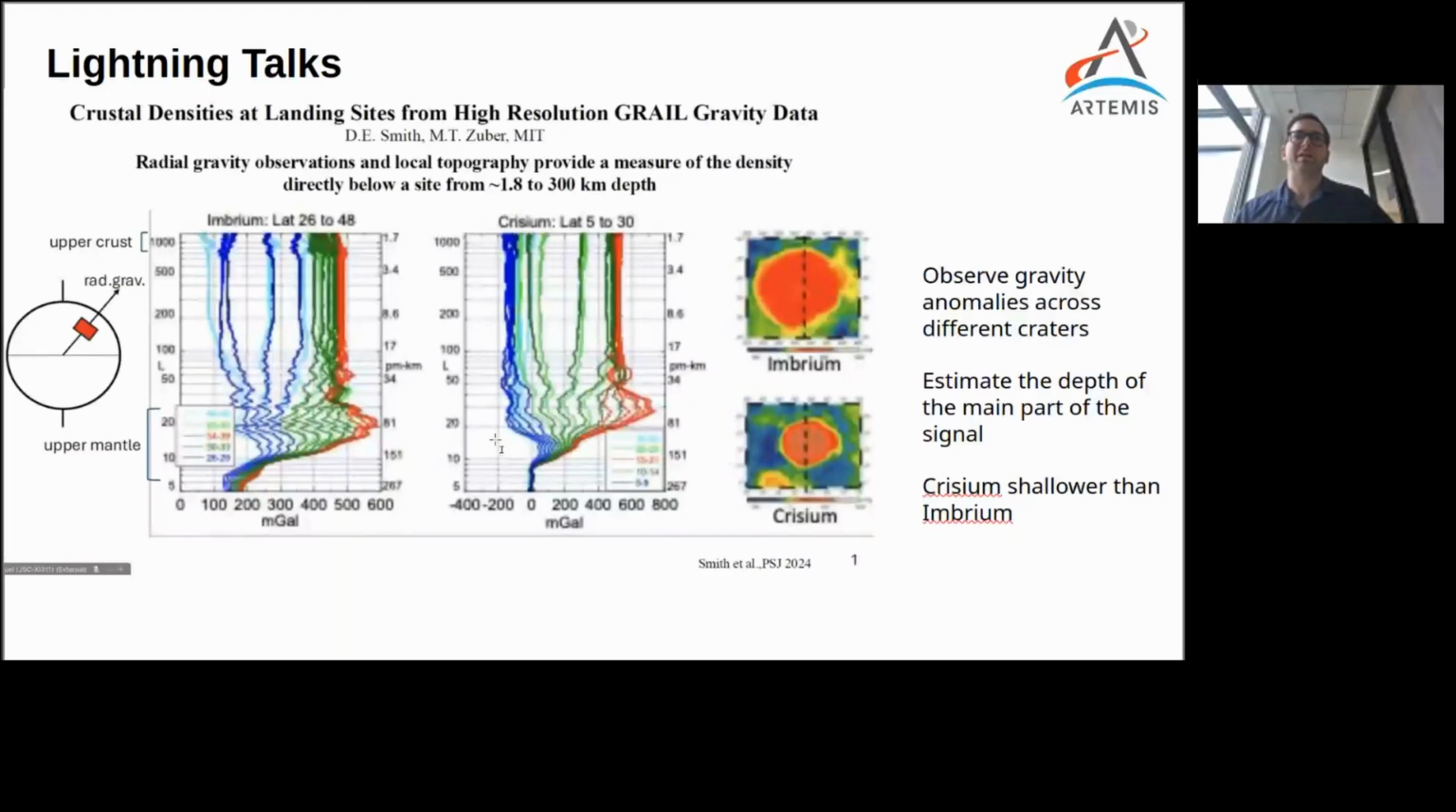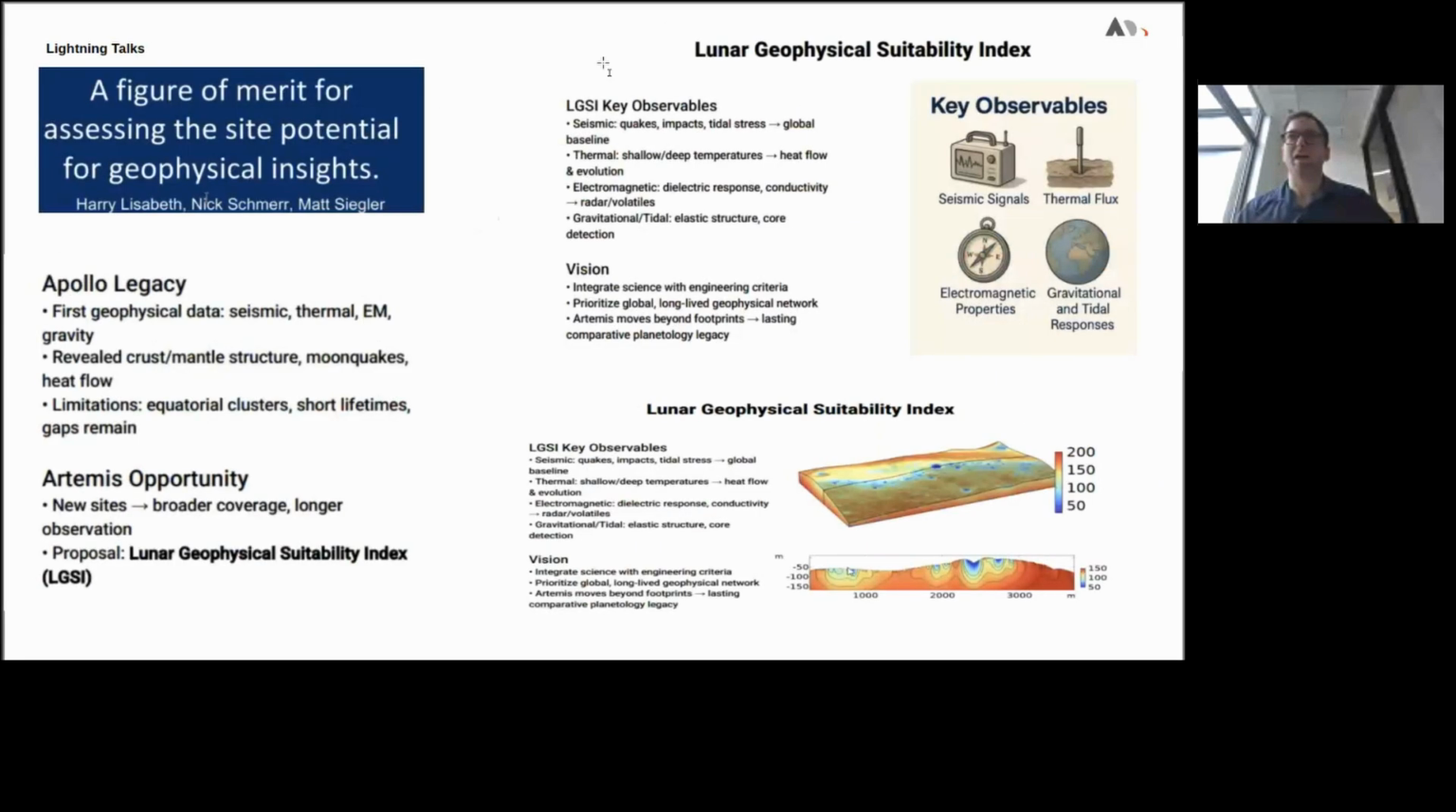And so Dave highlighted that regions where there's potentially higher density crust is also more likely to contain this higher density mantle material mixed in with that crust and could provide a better site for accessing potential mantle material excavated by SPA. And then the final lightning talk by Harry Elizabeth looked at potential figures of merit for accessing sites that could maximize geophysical measurements.